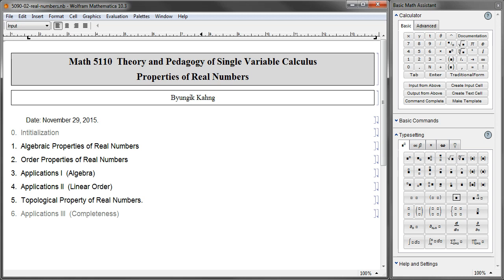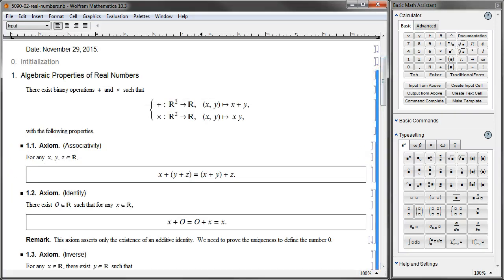Basically, we're going to cover chapter 1 of Spivak, and it's about the properties of real numbers. It is possible to classify the properties of real numbers into three: algebraic properties, order properties, and topological properties. First, the algebraic properties, and these are about two natural algebraic operations in the set of real numbers: addition and multiplication. Subtraction and division are their inverse operations, so they are not standalone operations. These two are the standard natural algebraic operations.